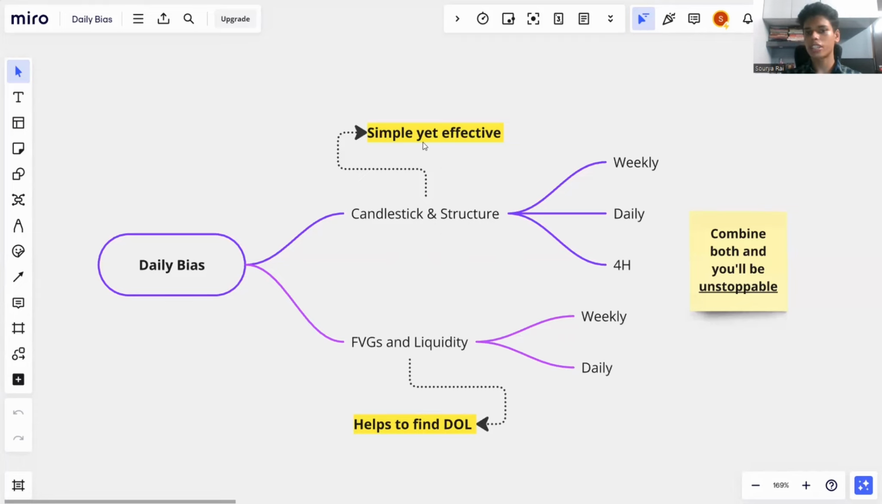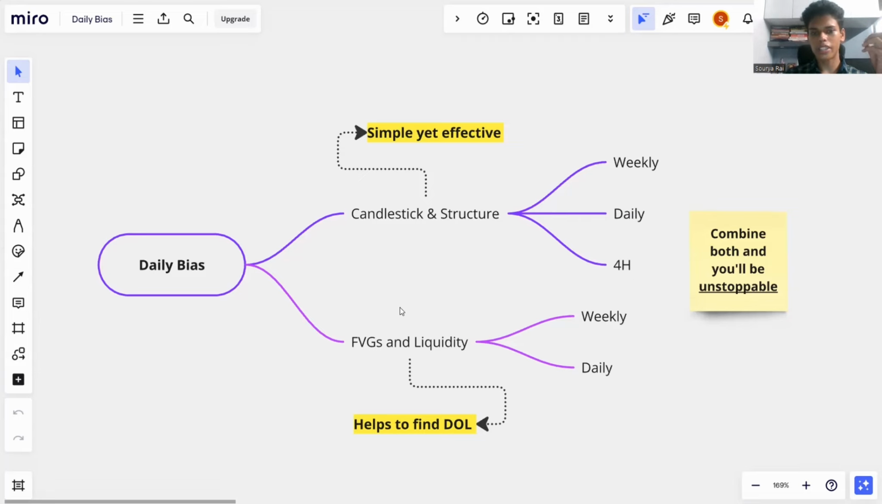So as you can see, it is a simple yet effective pattern, and we use candlestick patterns and structure in the weekly, daily and 4-hourly only. We don't go anything below this, because if we go to 1 hourly or 30 minutes, candlestick patterns at that time frame won't be that effective. But the main time frames we'll be using will be weekly and daily. 4-hourly will be more of a supporting one.